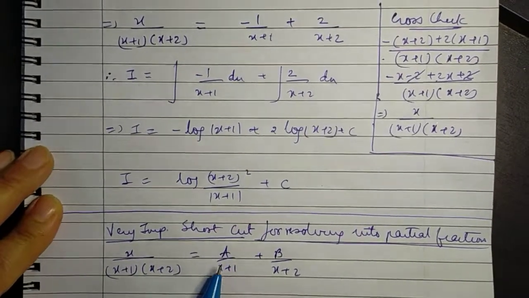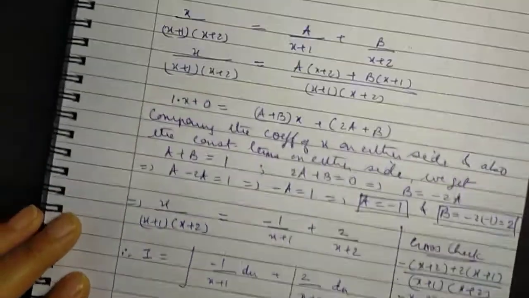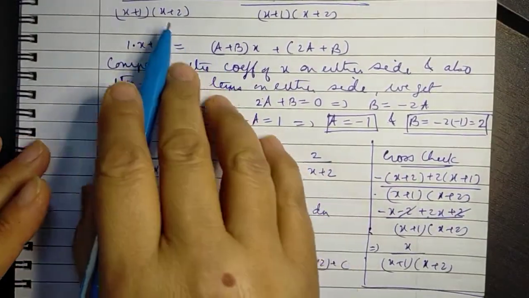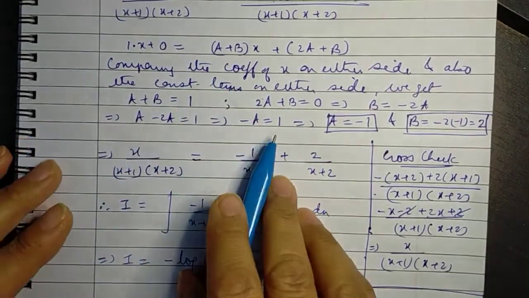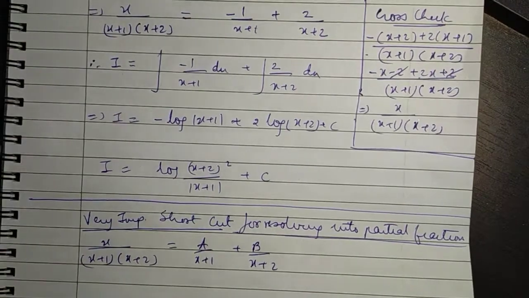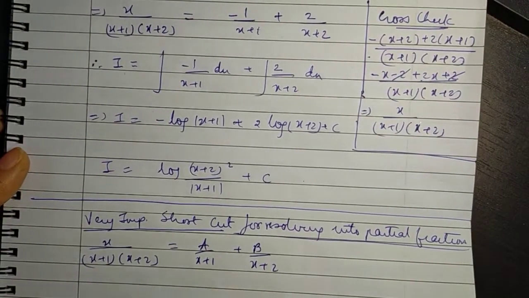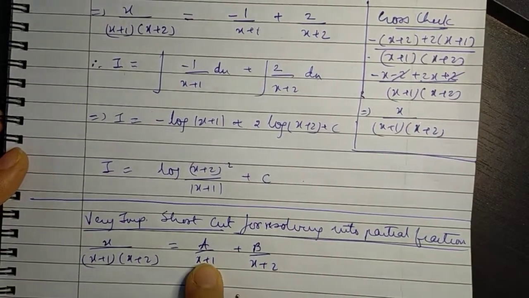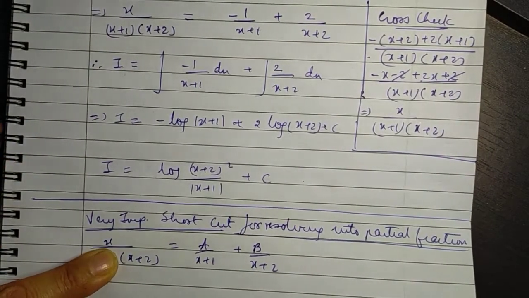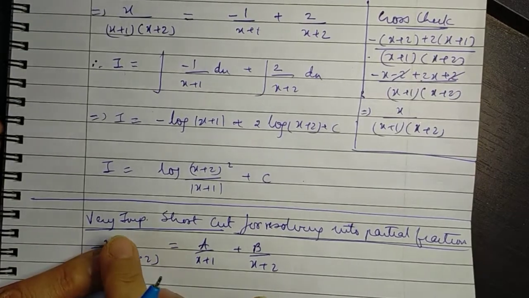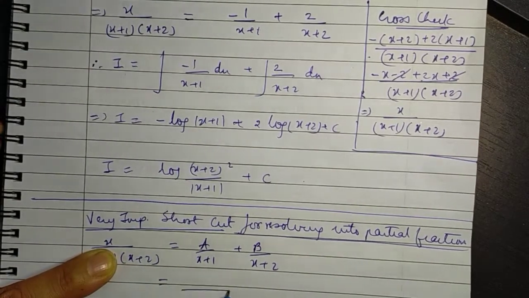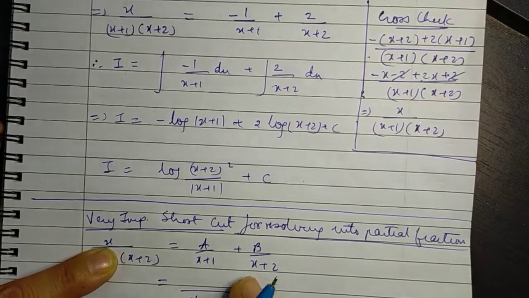Now in order to find a and b, we have already done the traditional method. Though it is not difficult, it requires a few steps, whereas this can be done directly using the shortcut method. So how do we do that? Here the denominator has x plus 1, so on the left hand side we just hide this x plus 1. So we are left with x upon x plus 2. The denominator remains as it is.